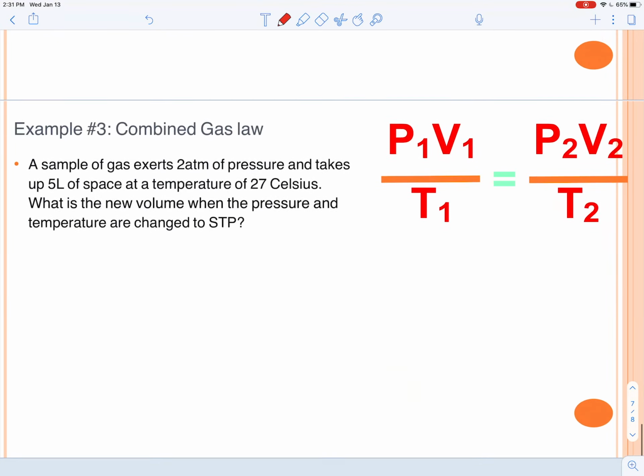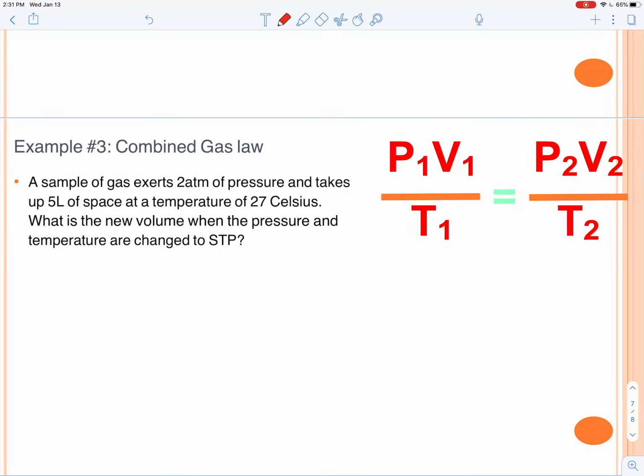Okay, the last example I want to go through uses the combined gas law. It says a sample of gas exerts 2 atmospheres of pressure, takes up 5 liters of space, so liters is volume, and is at a temperature of 27 Celsius. So a lot of information to write down. So let's start. And I'm also given a temperature. What is the new volume?